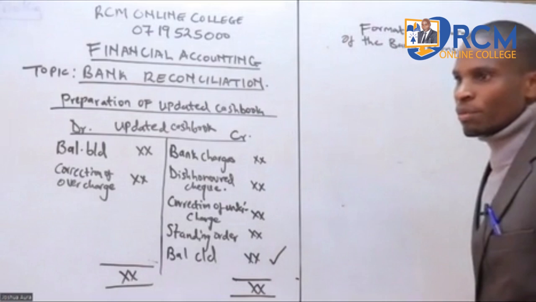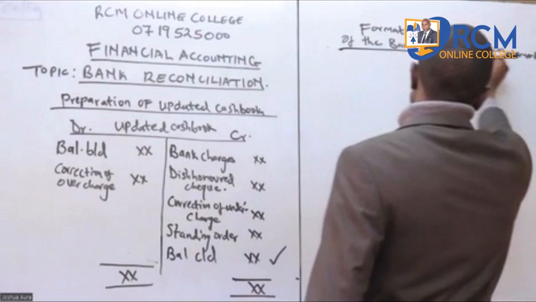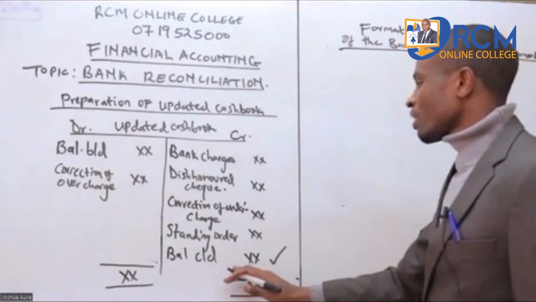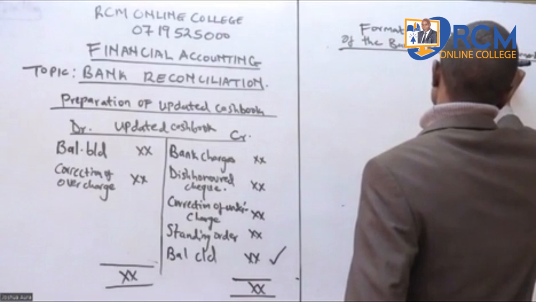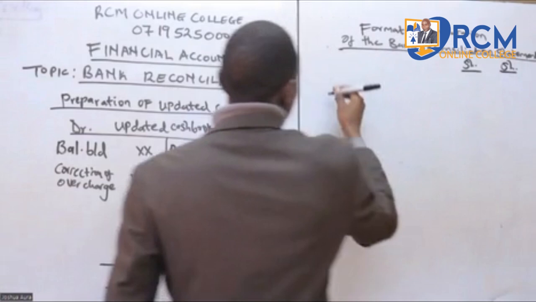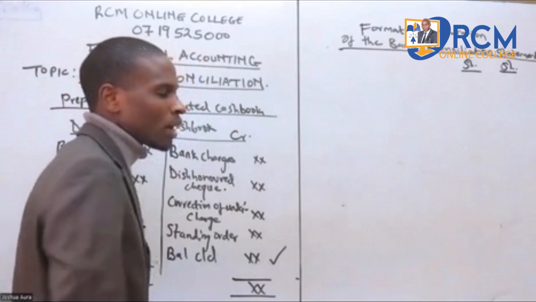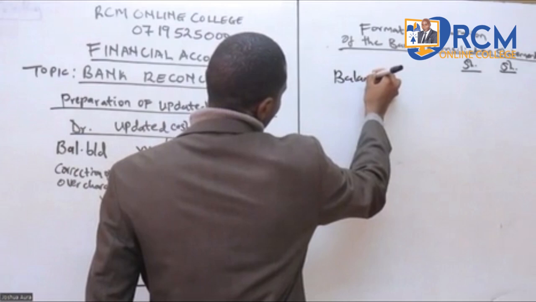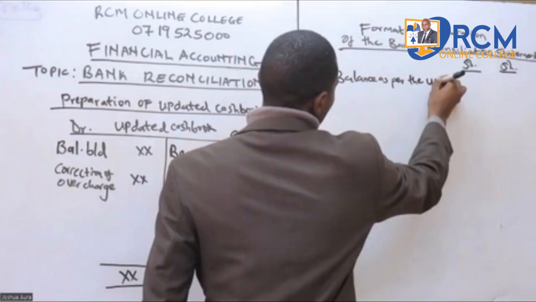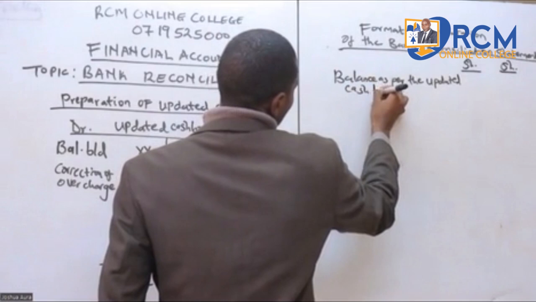How we can prepare the bank reconciliation statement. We start with the balance that was carried down, the balance as per the updated cash book. This is format number one. I said that we have two formats to do this. So the balance as per the updated cash book is what we start with. You just place your balance on the second column.